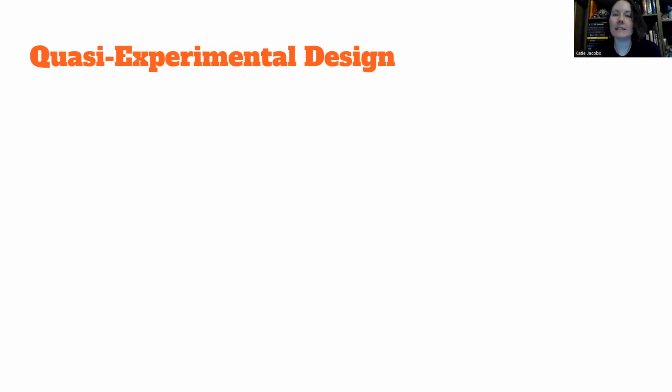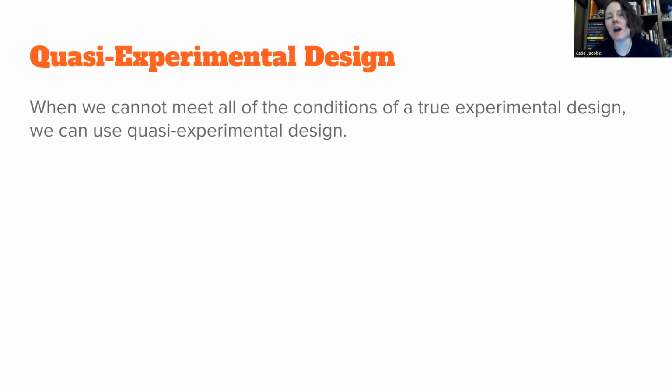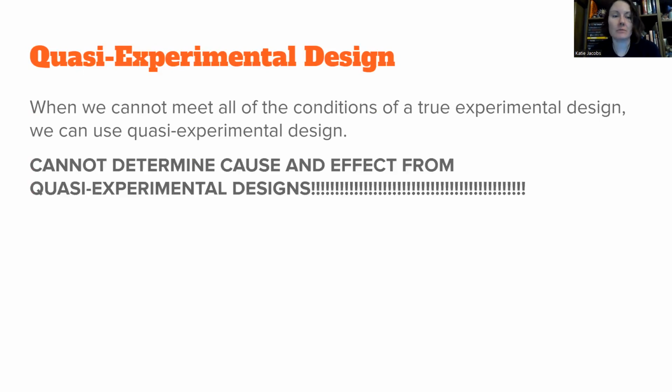We also have quasi-experimental designs. When we cannot meet all the conditions of a true experimental design, we can use quasi-experimental designs just to analyze the data, but we cannot determine cause and effect with this. Again, you'll see it is bolded. It is capitalized. Cannot determine cause and effect from quasi-experimental designs.